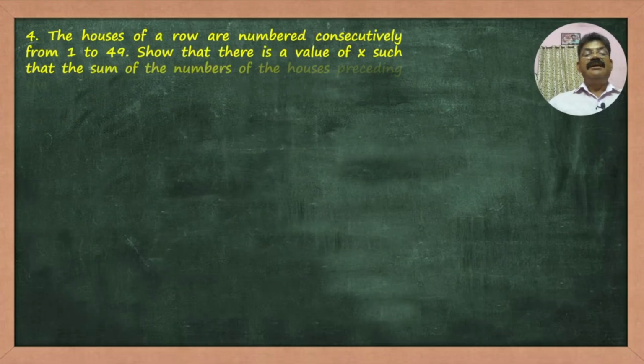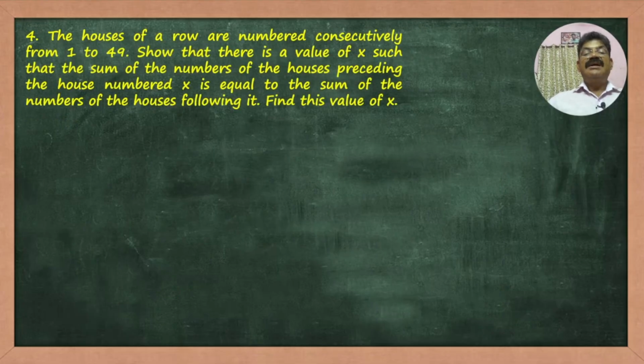Fourth problem. The houses of a row are numbered consecutively from 1 to 49. Show that there is a value of x such that the sum of the numbers of the houses preceding the house number x is equal to the sum of the numbers of the houses following it. Find this value of x. So you understand the problem carefully. So 1 to 49. In between you have one x. Before that you sum all the terms. After that you sum all the terms. Both are equal. Okay.